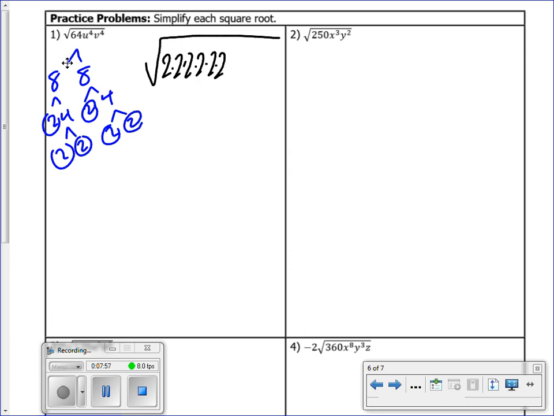4 U's. So 1, 2, 3, 4. And 4 V's. 1, 2, 3, 4. We want to circle sets of twins. 1, 2, 3. So 3 2's come out.